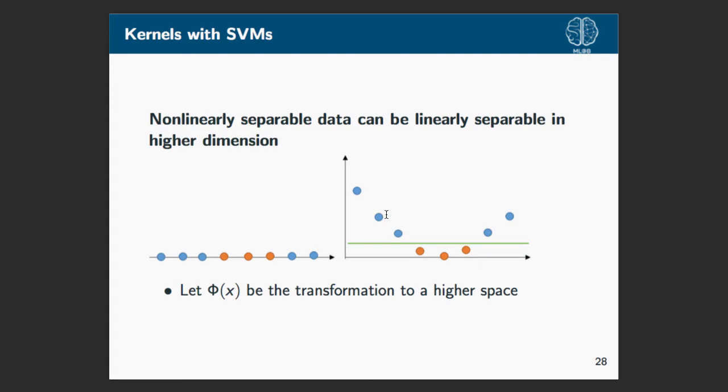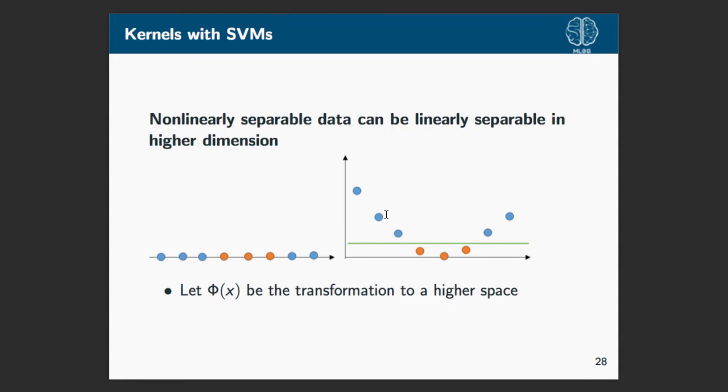At x minus 5, that's 0. That's over here. x minus 4 and x minus 3 lie over here at 1. And all the other points are above it, because they get further away from 5. Now my points are linearly separable, right? I just draw this horizontal line. Boom, I got the answer.